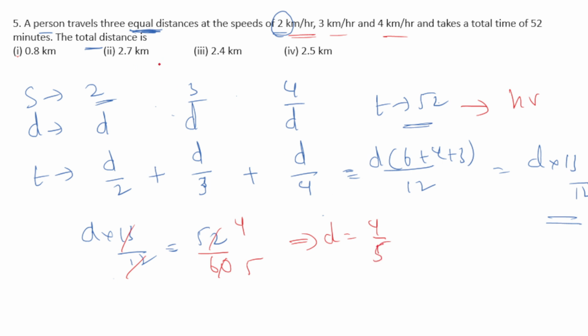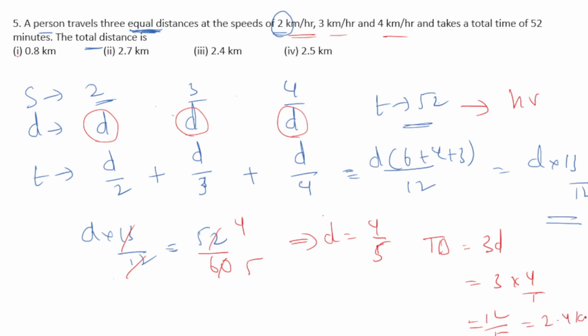We have to find the total distance. So total distance is what? D plus D plus D. So the total distance is equal to 3D. So it is 3 into 4 by 5. It is 12 by 5. 12 by 5 is 2.4 kilometers. Okay, it is third option.